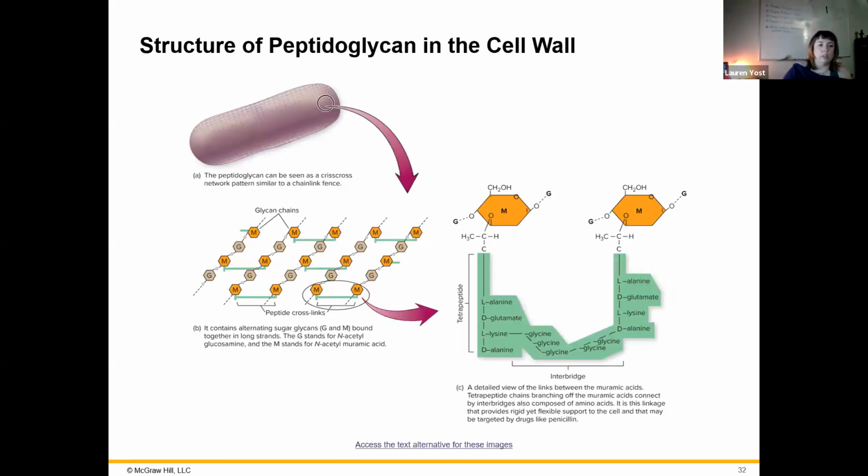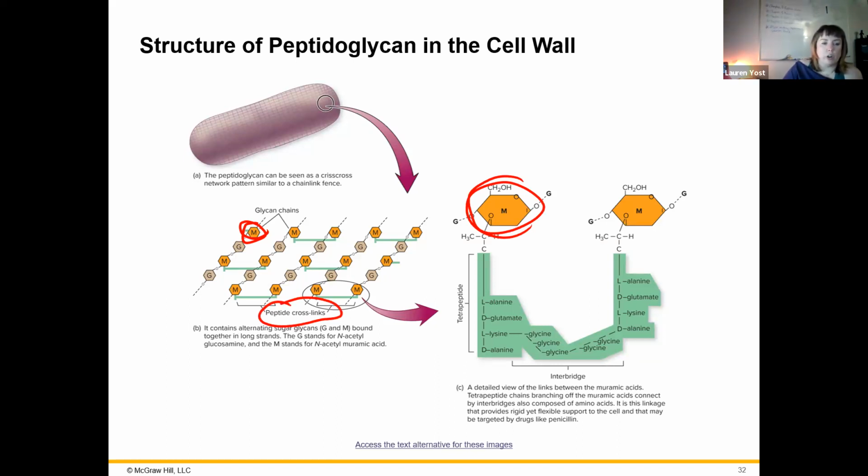So here's what it looks like. And I don't need you guys to know too much detail about this, except for these guys here. These are our sugars. That's why they're drawn like sugars. Remember, this is what sugars look like whenever you draw them. And these are linked together by little bridges. These are our peptide crosslinks, these green lines in between.